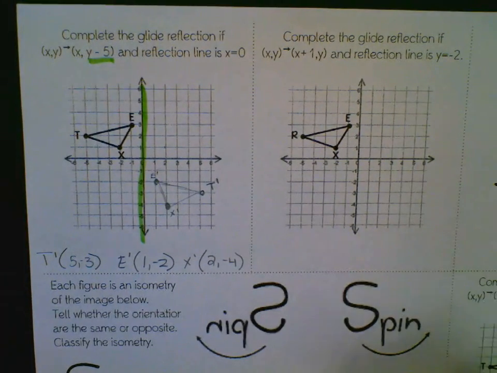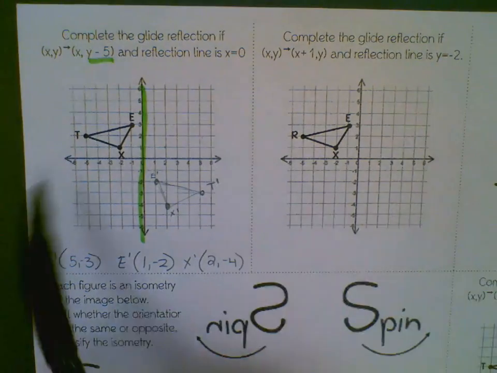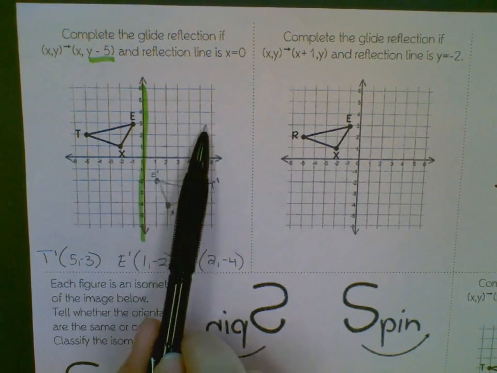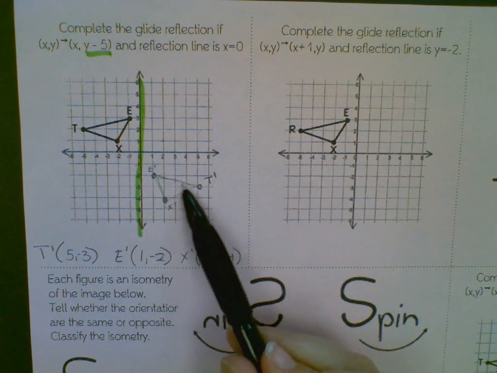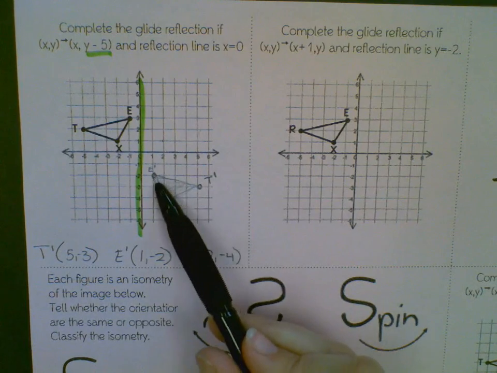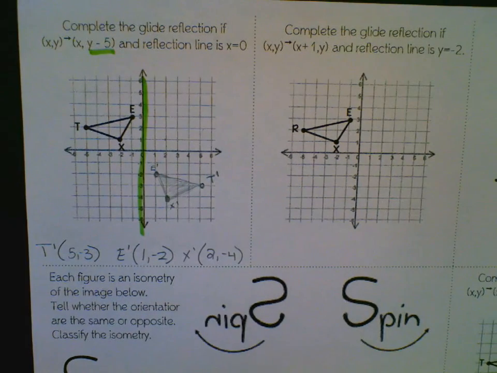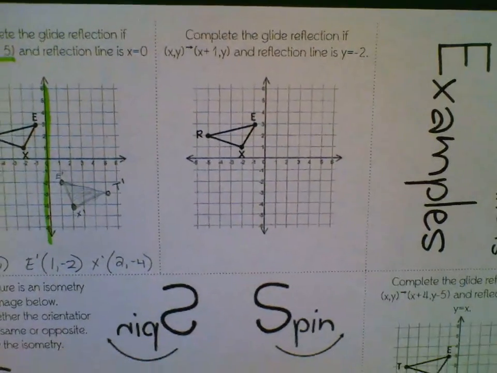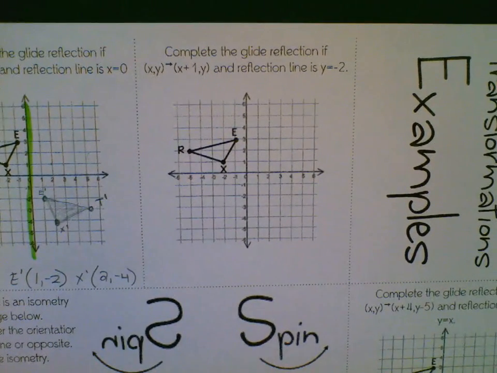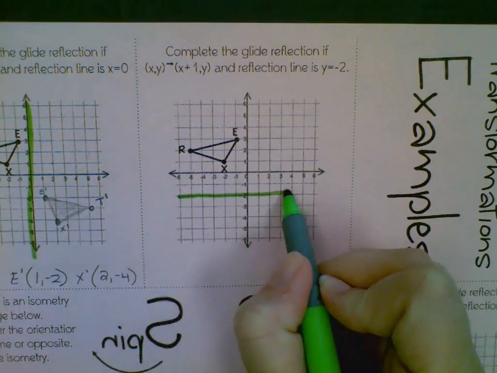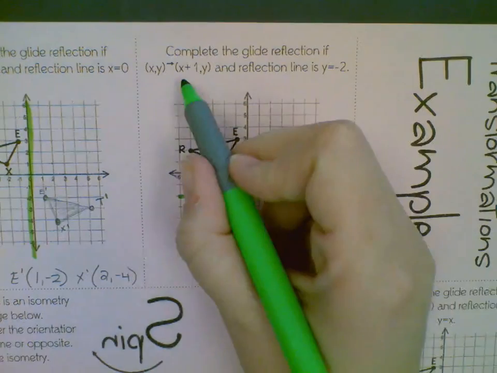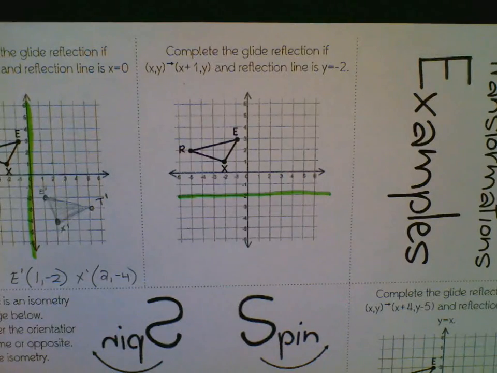So if doing both things at the same time is hard, then do one at a time. Reflect it, draw the image there, and then slide it and draw the final image. This is what your answer should be with this final transformation. But if you need to do it in 2 steps, then that's what you should do. Okay, so I want you to try the next one by yourself, and then I'll show you what the answer is. So the line that we're reflecting over is y = -2, which is this line here. So we're reflecting over y = -2, and we're doing a translation. So go ahead and try that, and then we'll do that last one together.